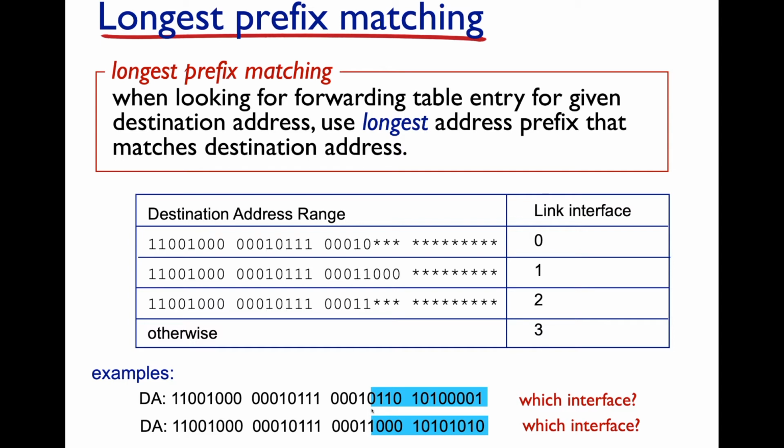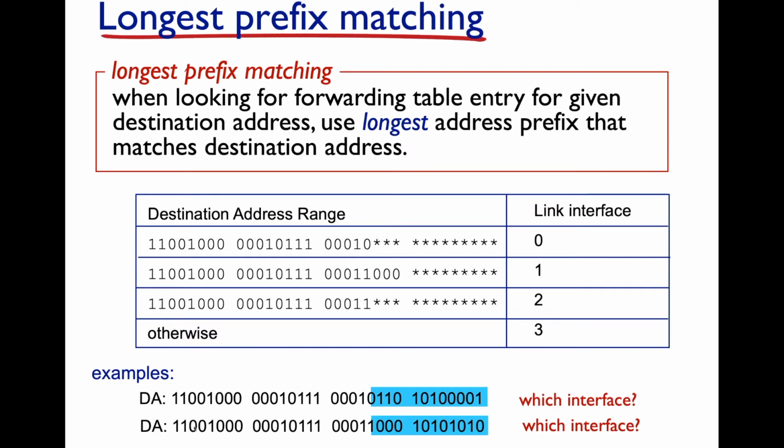Because we have that 1, 1. This is 0, 0, 0, 1, 0, 0, 0, 0, 1, 0, 0, 0, 0, 1, 1. So it's not going to match the third one, and the second one is also not going to match, because it has 0, 0, 0, 1, 1, whereas this is 0, 0, 0, 1, 0. So this first destination address would be transmitted out link 0.